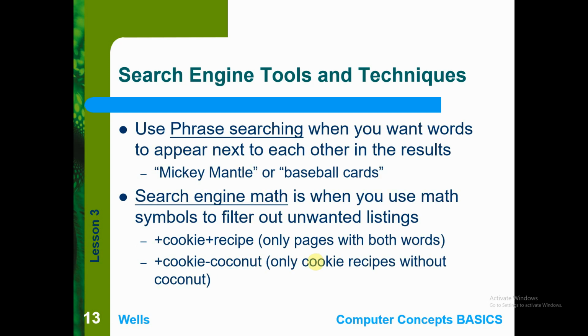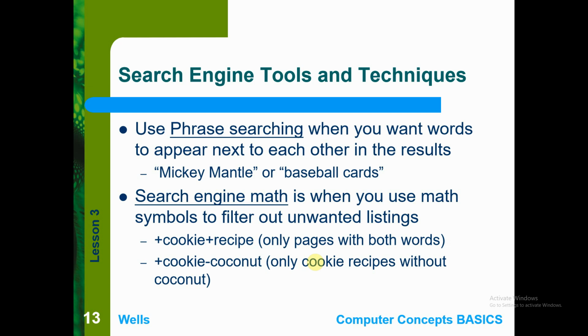So we go with the search engine tools and techniques. We start with phrase searching. If you have tried this before, you may have used it already. When you use phrase searching, use the quotation marks if you want words to appear next to each other in the results. So in this example, we have "Mickey Mantle" baseball cards.